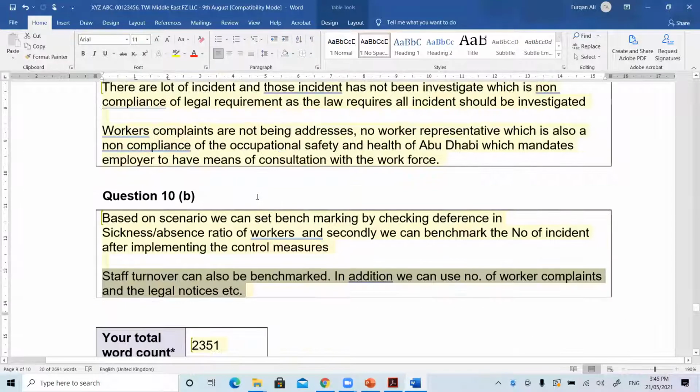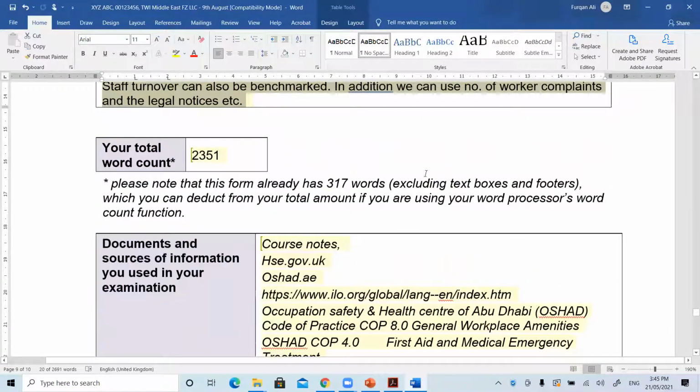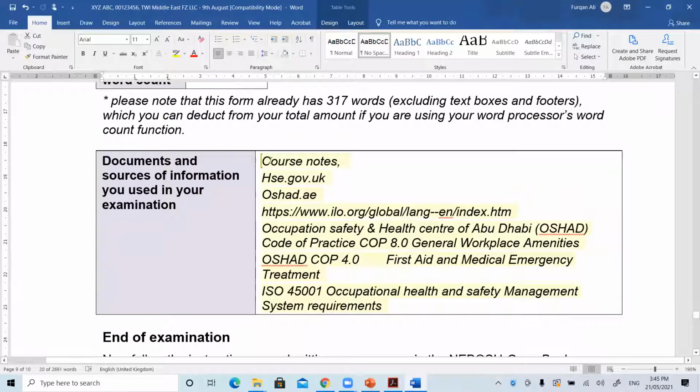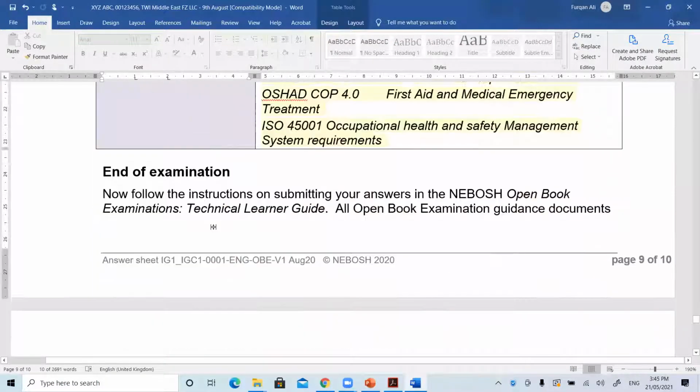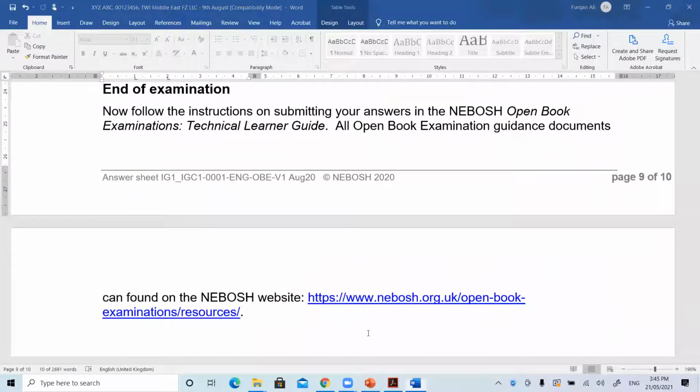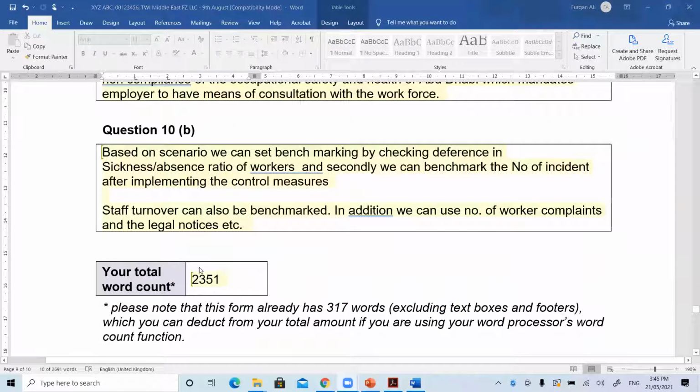So this was it, guys. This is how the gentleman has answered. Here he has given the document reference source of information as the course notes, hsc.gov.uk, OSHAD, ILO website, OSHAD code of practice. So these are the sources of information that have been used. And finally, he has also given the word count, which is 2351. So here you can see the word count is 2351.